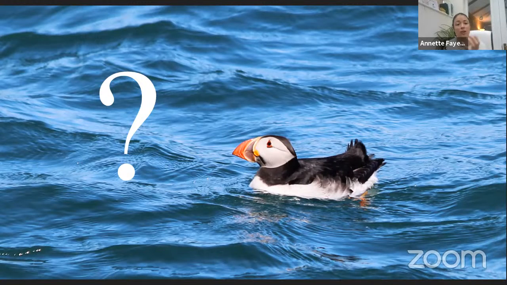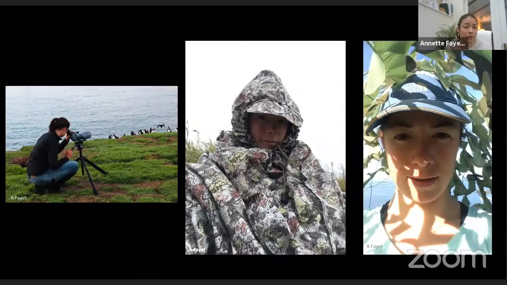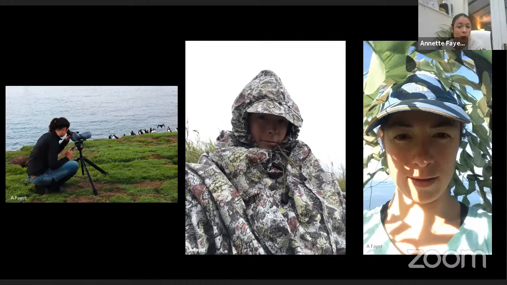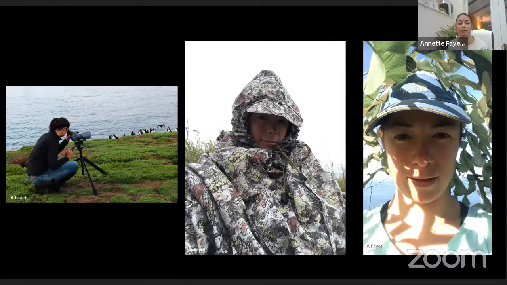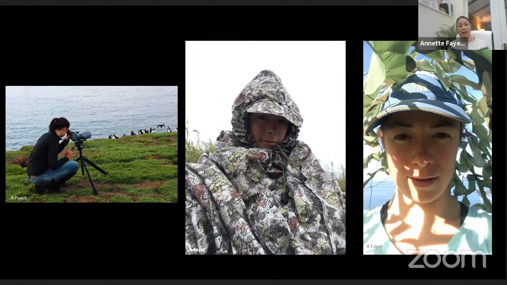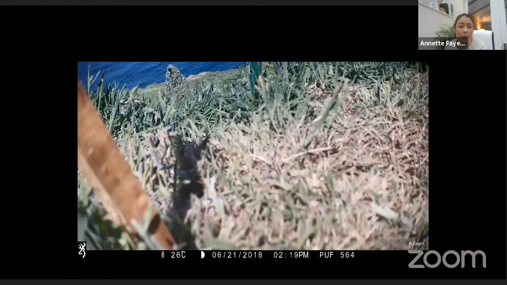Now, because I'm using these geolocators, I need to recapture the birds the year after to download the data to know where the bird has spent the winter. And that requires a lot of patience. So I spend a lot of time watching puffins, and sometimes I've got to get close to their burrow so that I can catch them. And that requires some camouflage. So here is an example of a cold weather camouflage in Norway and then a slightly warmer one in Wales. And I can spend many hours under this camouflage blanket waiting for the right bird to come back.